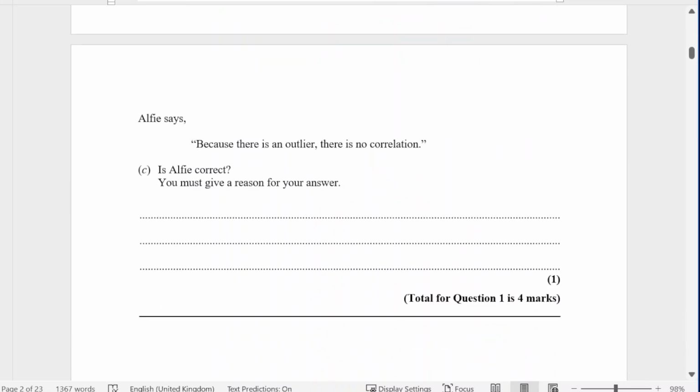Okay, and the final part of this then, Alfie says, because there is an outlier, there is no correlation. Is Alfie correct? You must give a reason for your answer. Alfie is not correct, so is Alfie correct? No. Outliers can be ignored in correlation.